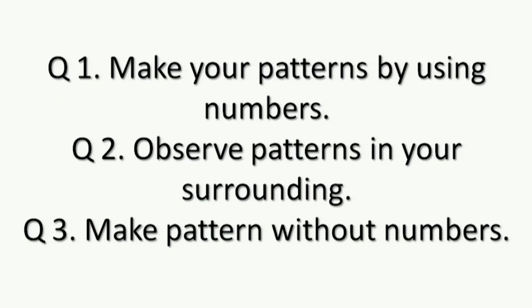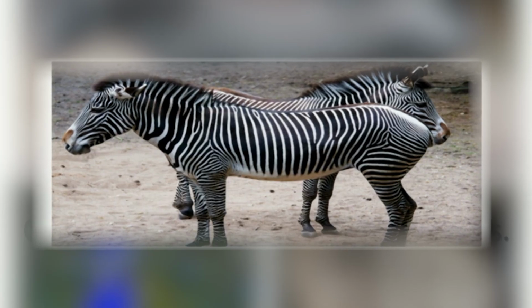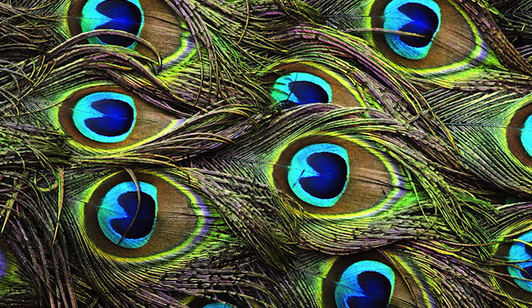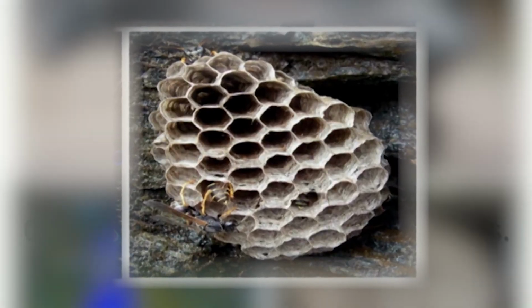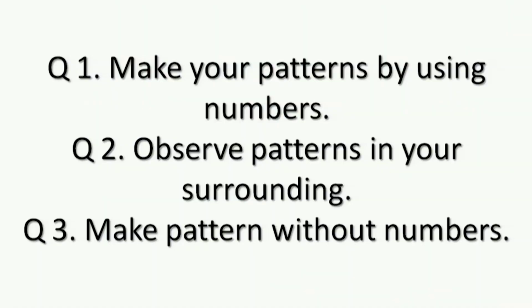Then the next question is very important for you. This is about our surroundings. What you have to do? You have to observe the patterns around you. There are so many patterns in our nature. As I have shown, the pattern on the zebra, the pattern on the peacock, the pattern in the honeybee comb. So try to find out all these patterns.